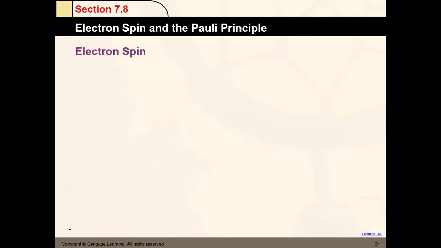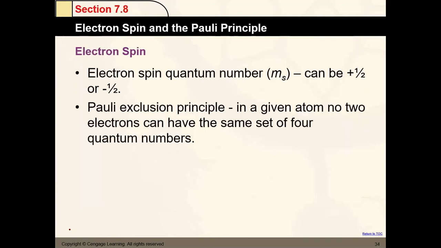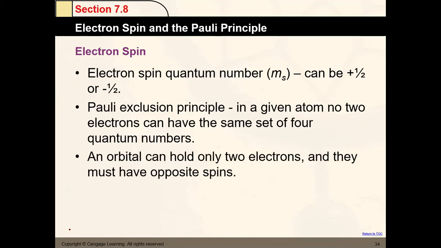You lose that electron. Electron spin, that's the last quantum number I was explaining right before going through the other quantum numbers. The MS number can be plus 1/2 and minus 1/2. Here is where the Pauli exclusion principle comes in. In a given atom, no two electrons can have the same set of 4 quantum numbers. An orbital can hold up to 2 electrons and they must have opposite spins. That's what I was telling you, that one should spin clockwise and the other one counterclockwise. So the magnetic fields attract.